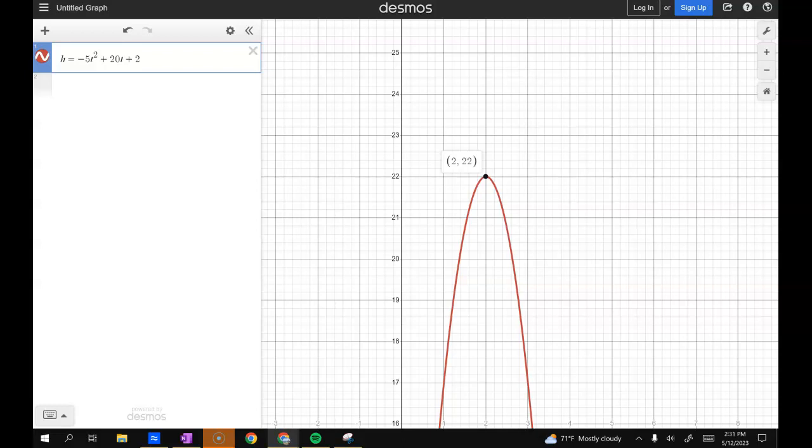Sage, you forgot the negative in front of your 5. There you go. All right. So you have two numbers. You have 2, 22. Does everybody get 2, 22 when they hit the point? No.